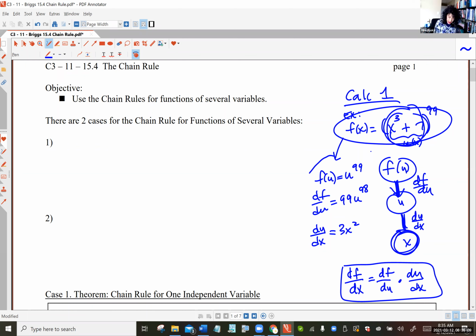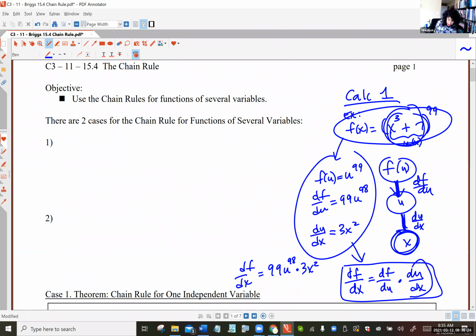So when you take all of this and apply the chain rule here, df dx is df du, which is 99 u to the 98 power, times 3x squared, that's the du dx factor. But then you replace u with what it was, because you said up here that u was the quantity x cubed plus 7, so you put it back in. And then your final answer would be this, although you probably clean it up a little bit by multiplying the 99 with the 3 and so on.